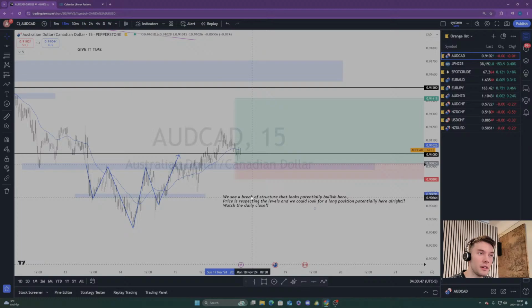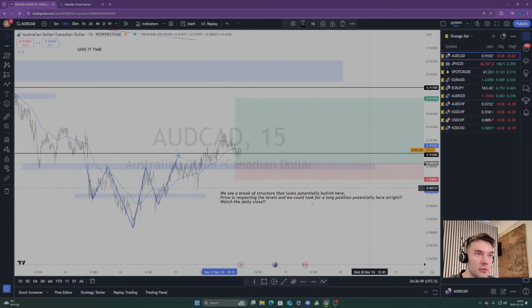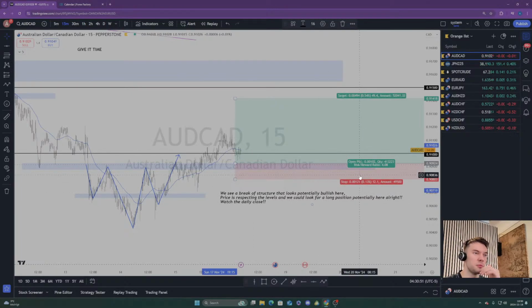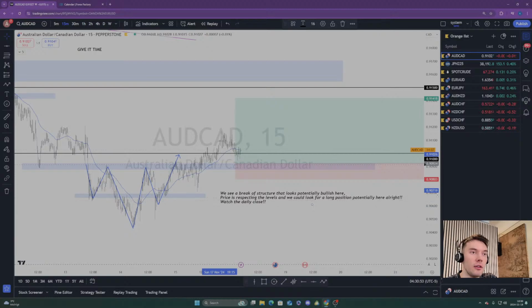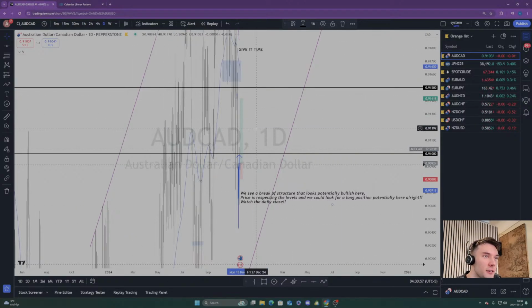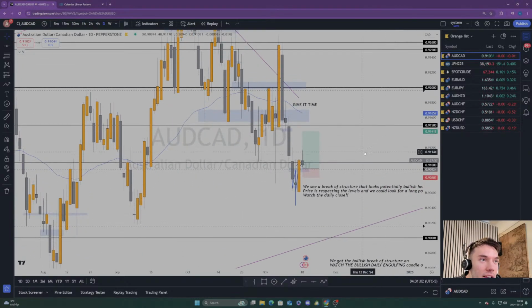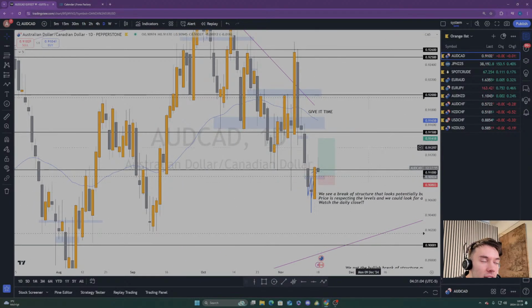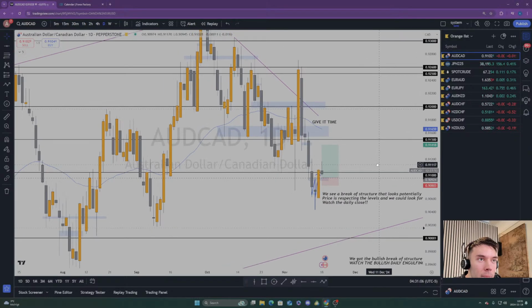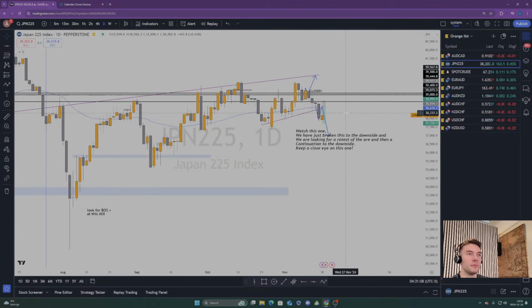Let's see, what did I type here? We see a break of structure that looks potentially bullish here. Price is respecting the levels, and we could look for a long position potentially here. All right. What's the daily close? Daily close? What do you mean? Oh, right. Yeah, but it's okay. Okay. Next one. JPN 225, 225.